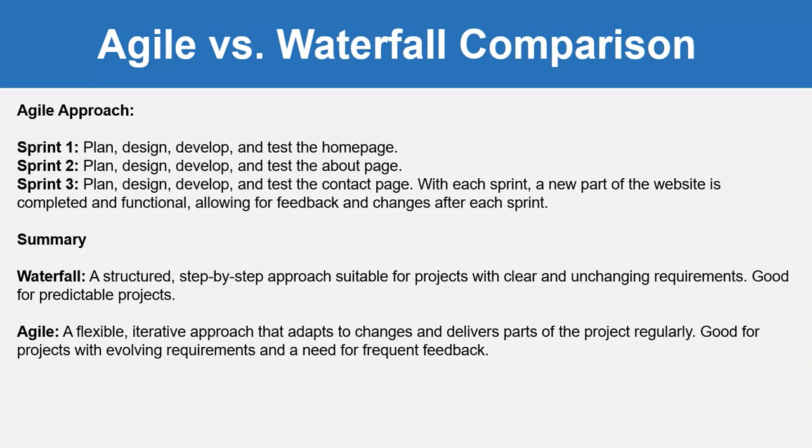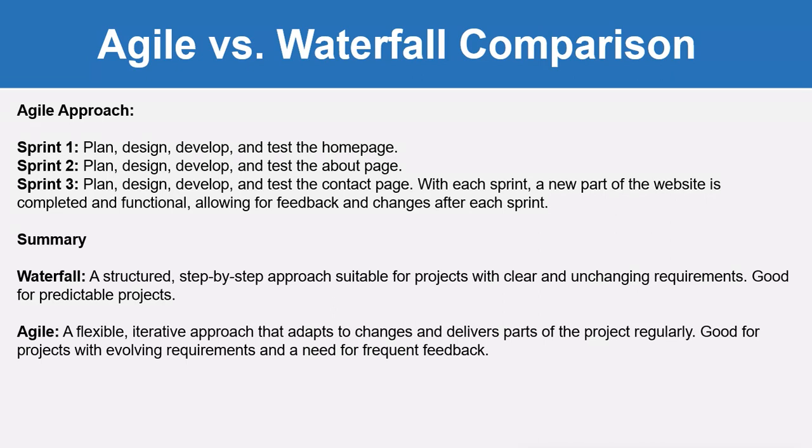Then if we talk about the agile approach, for sprint 1 we will plan, design, develop and test the home page. Sprint 2 is where we plan, design, develop and test the about page. Sprint 3, plan, design, develop and test the contact page. With each sprint a new part of the website is completed and functional, allowing for feedback and changes after each sprint.